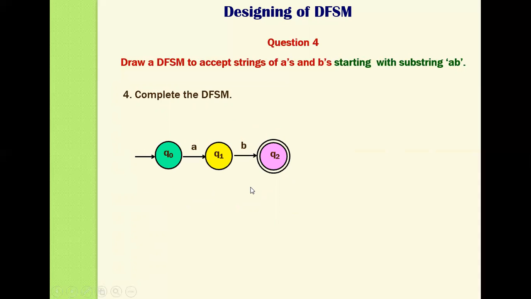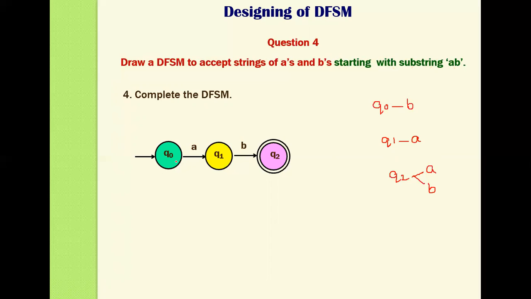Now let us try to complete the DFSM. This is my skeleton DFSM. What are the transitions we have to add? We have to have Q0 upon B, then Q1 upon A, then Q2 upon A and B. So these are the transitions which are left over here. Now let us recall what the question is: it must start with AB.